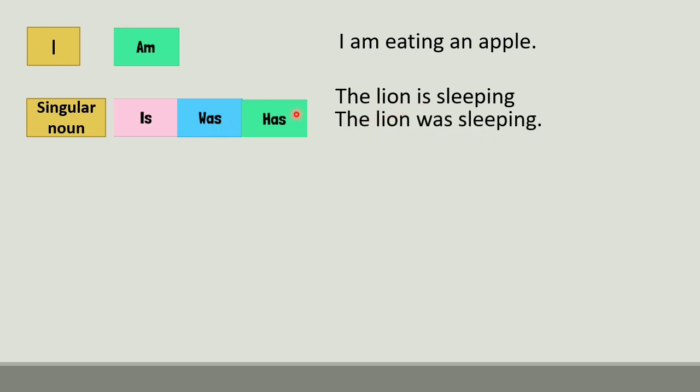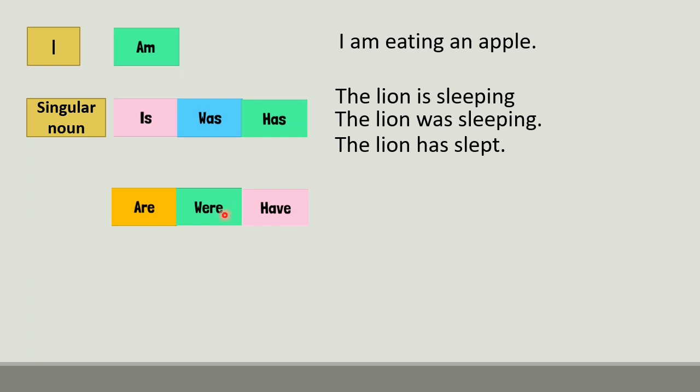Now I'm using was. The lion was sleeping. So sleeping is the action word. Was comes before sleeping. The lion has slept. Now what is the meaning? Here the action word is slept, and the word has to come before the word slept, before the action word. You cannot put it after it. You have to put it before it.